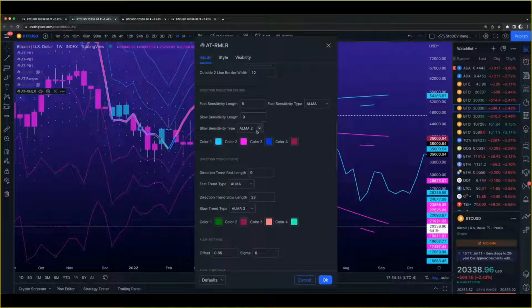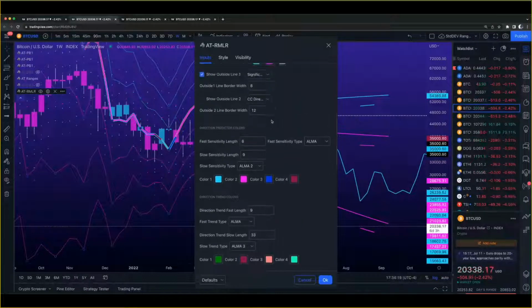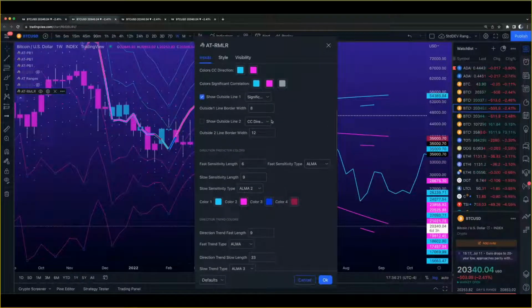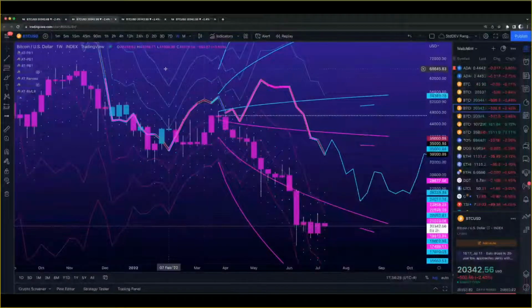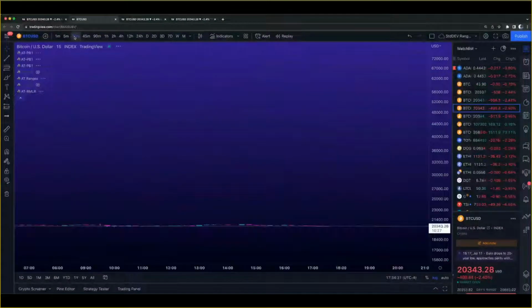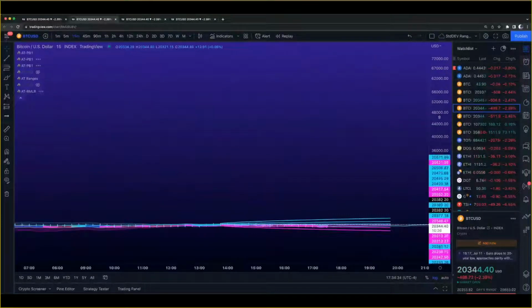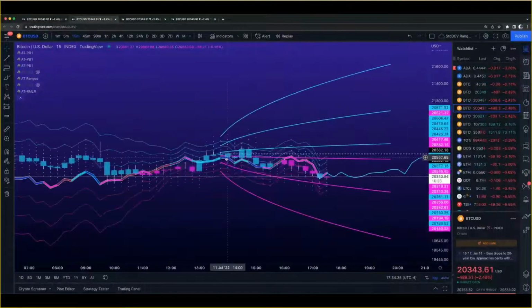And I love the almas. Right now, they're even set on 6 and 9. I had it on 33. If I go down to a low time frame, let me see here. Let me go to 15 minute. Let me reset this. There we go.